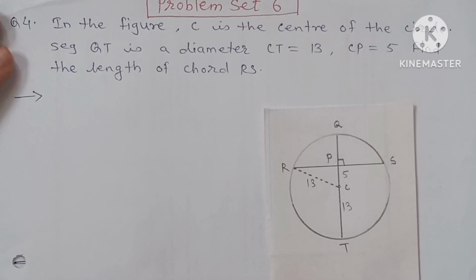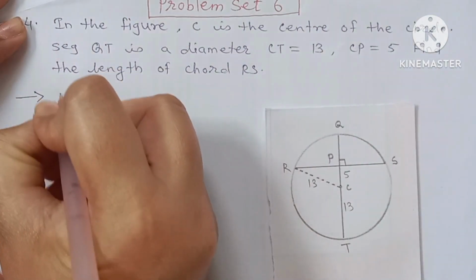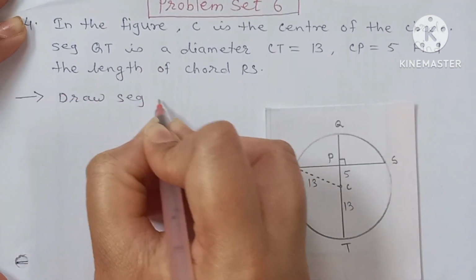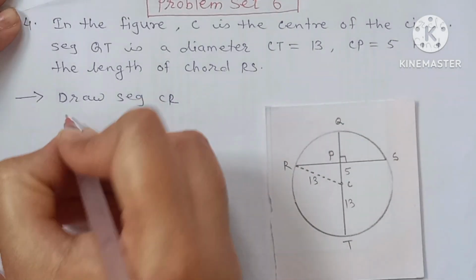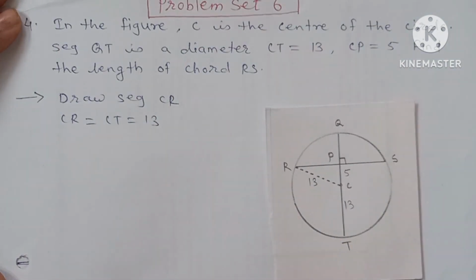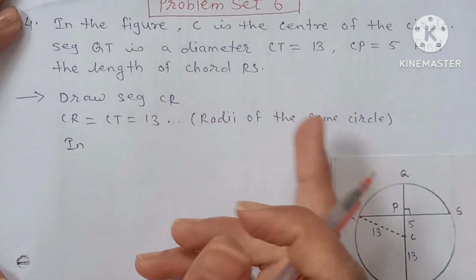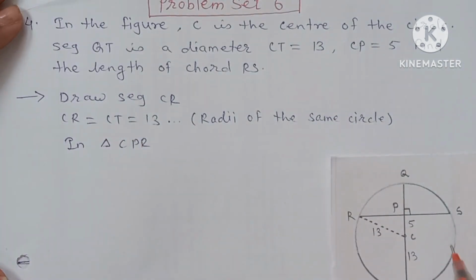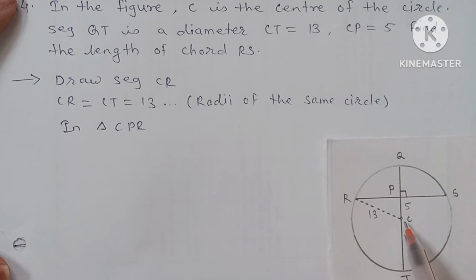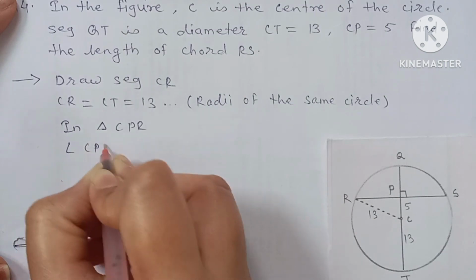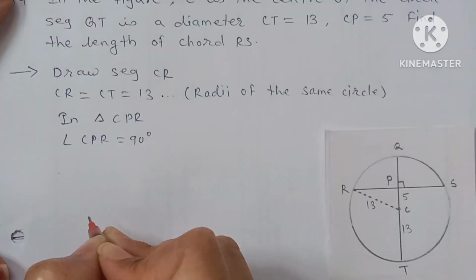First write down the construction. Draw segment CR. Now CR is equal to CT is equal to 13. What is the reason? Radii of the same circle. Now in triangle CPR, angle CPR is equal to 90 degrees.